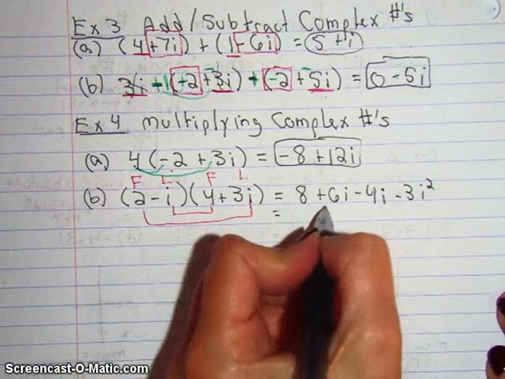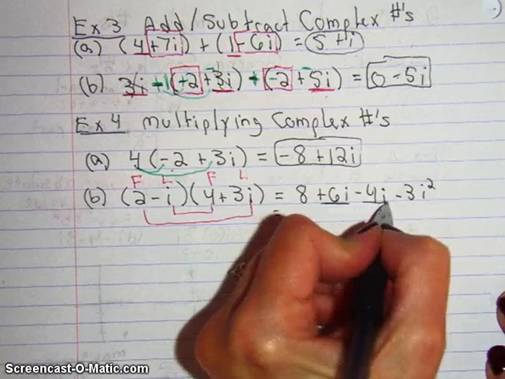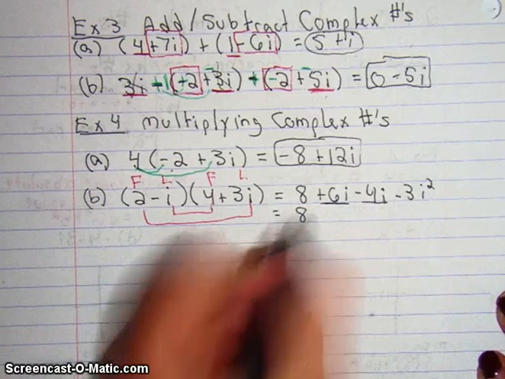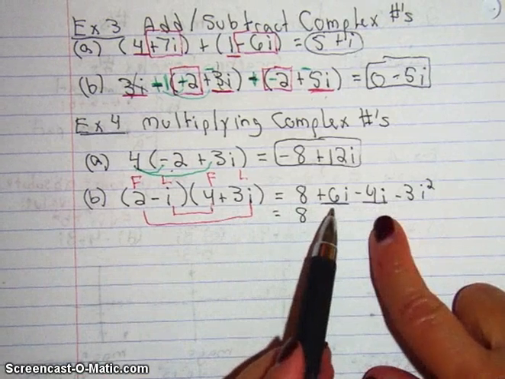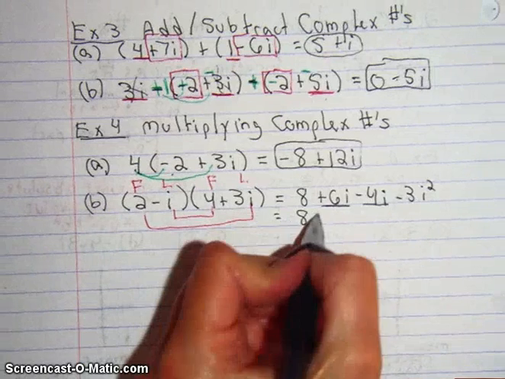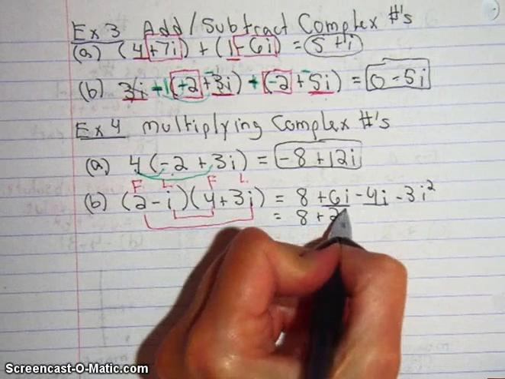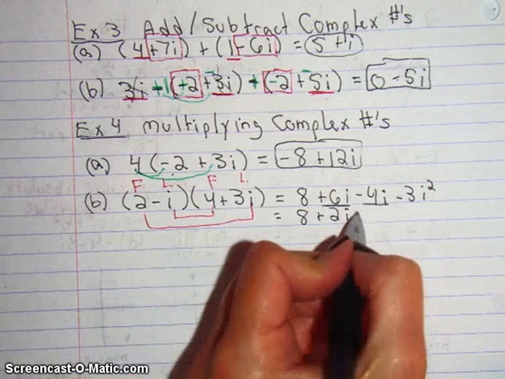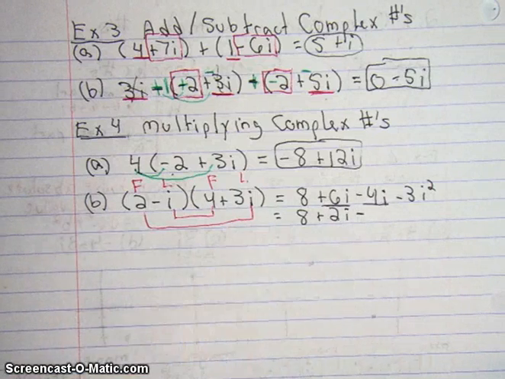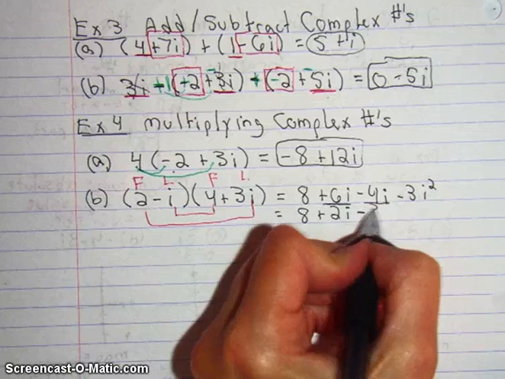All right, Christian, we got some like terms in the middle. So 8. So what's Christian? Positive 6, negative 4. Positive 2i. Minus 3i squared.